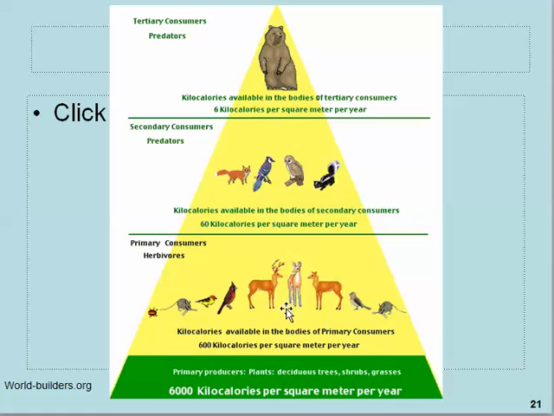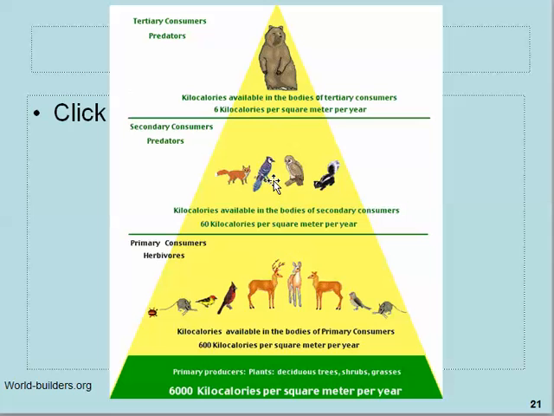When they are eaten by the herbivores, only 600 kilocalories on average are passed on per square meter per year. That's per square meter of the Earth's surface. So what is the relationship between 600 and 6,000? Well, it's only 10% of 6,000. So 90% of the energy that was successfully converted by these producers is used and lost, again, as heat energy, lost in the transformation process. Only 600 kilocalories available to the herbivores.